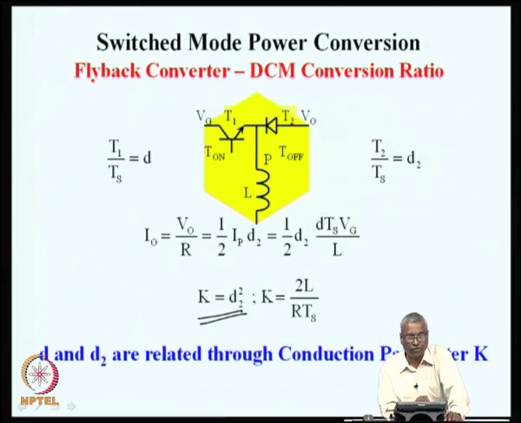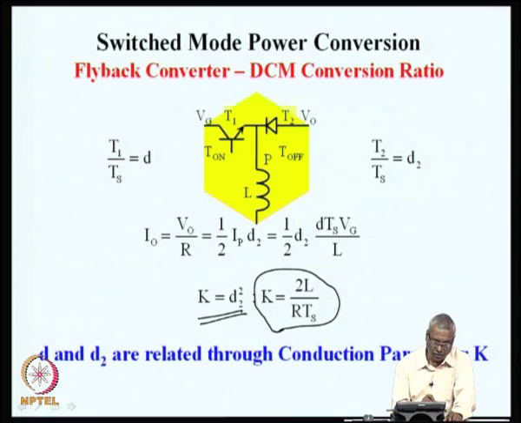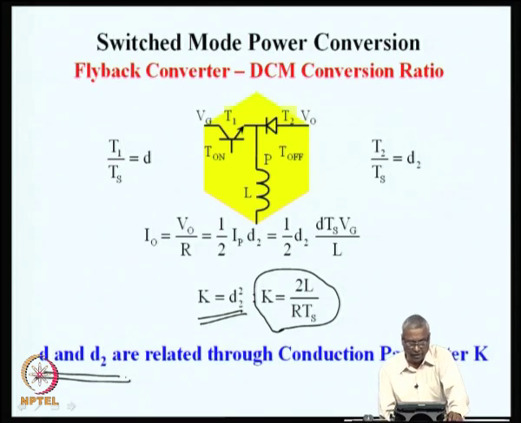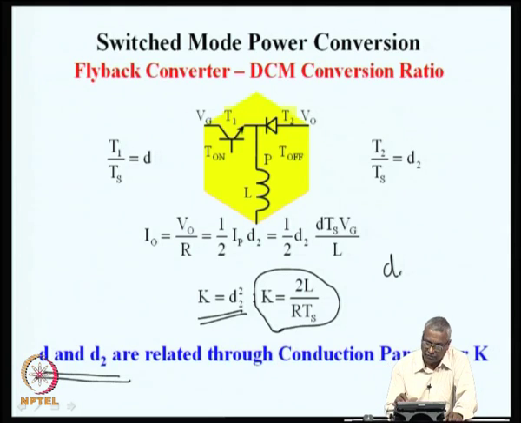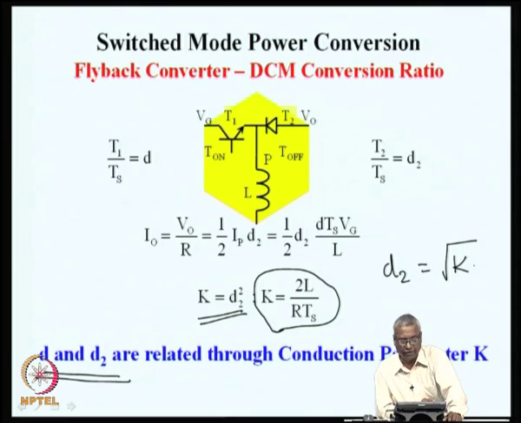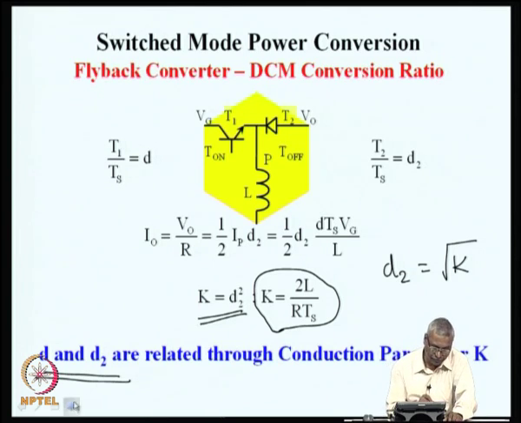If I simplify all those things, k is our same conduction parameter, a dimensionless parameter decided by the inductance in the circuit, the resistance of the load, and the switching period Ts. All these quantities D and D2 are related through the parameter k, and you can simply now, in this converter, write D2 as square root of k. It is not even related to D, it is simply a function of k only in this particular converter.